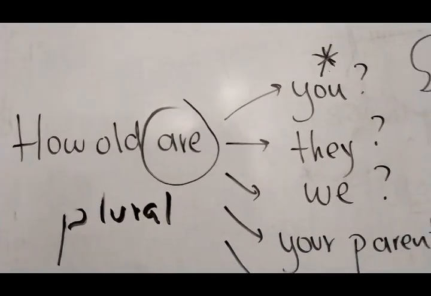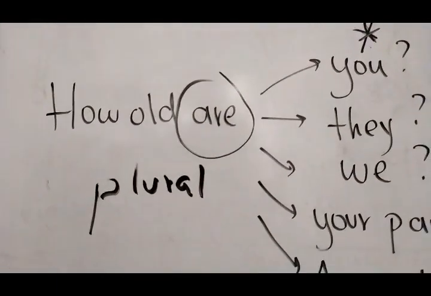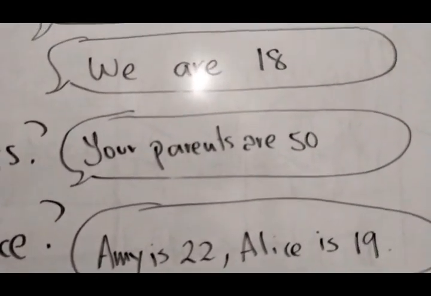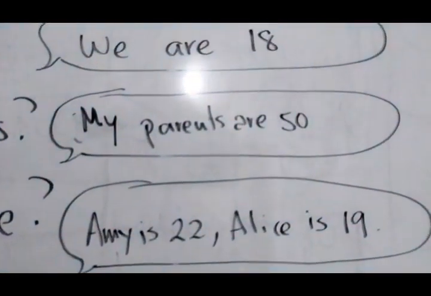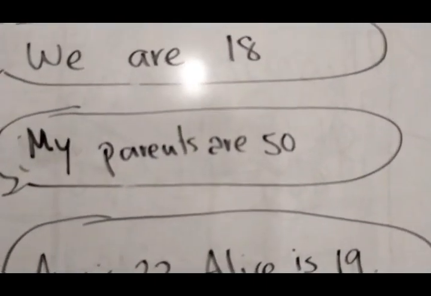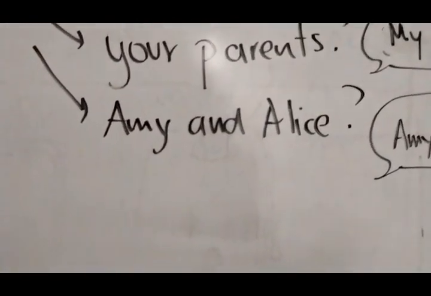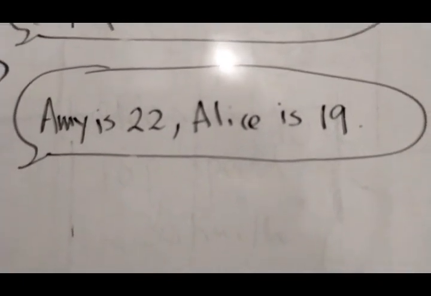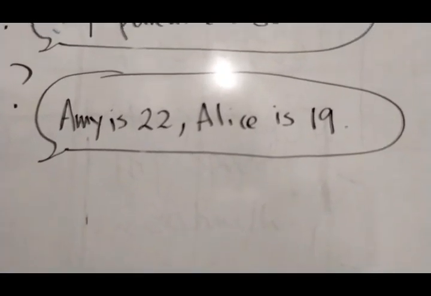How old are we? We are 18. Tenemos 18. How old are your parents? ¿Cuántos años tienen tus padres? Possible answer, my parents. Como están preguntando por tus padres, podríamos responder aquí, my parents are 50. Mis papás tienen 50. How old are Amy and Alice? Amy is 22. Alice is 19. Amy tiene 22, Alice tiene 19.